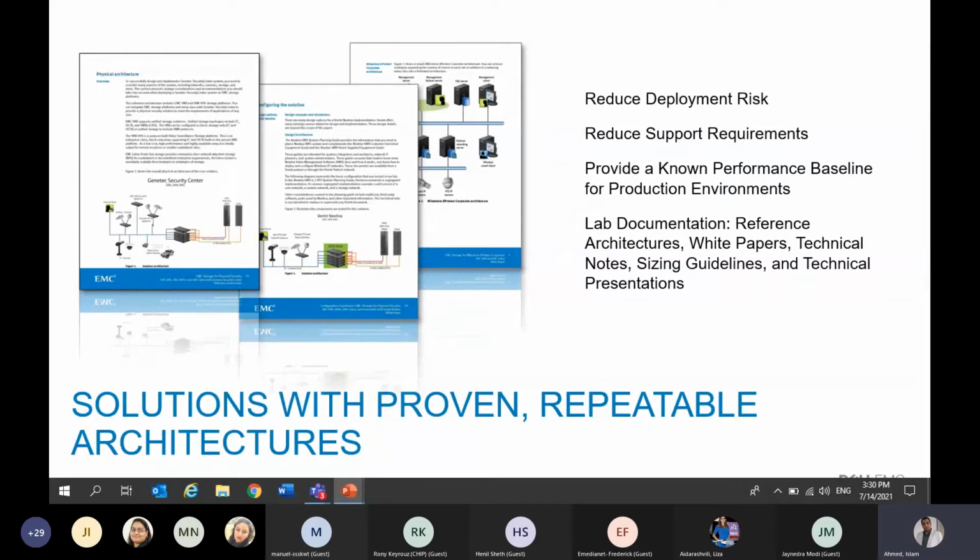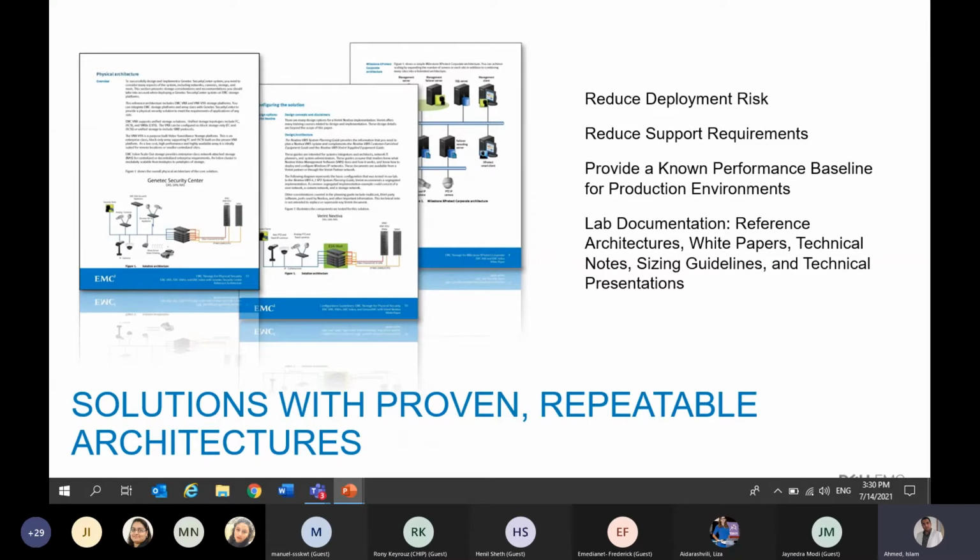You know exactly when you put this server with this kind of storage, with this number of cameras and VMS, you know the results from the beginning. So this will decrease the deployment risk. It will reduce the support requirement. You don't need huge support from your vendor or any IT existing in the project. You will reduce the support requirement, and you will provide a known performance baseline for the production environment.